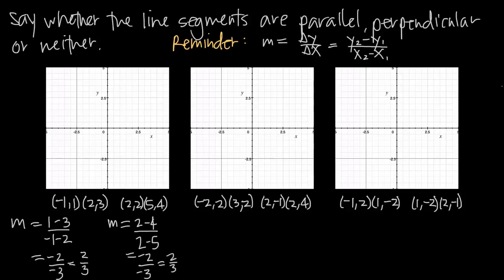So what we see is that our slopes are equal to one another. And when the slopes are equal, that tells us that the line segments are parallel. So the line segments are going to be parallel.